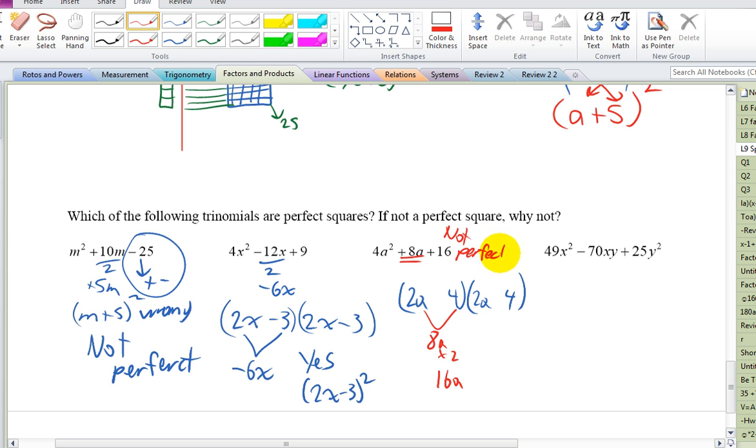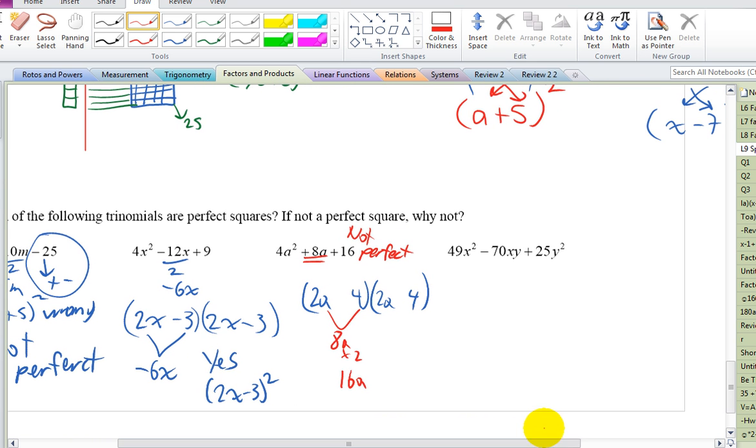Okay, I'll give you some time on the last one. What you can do is square root the first and the last one to help figure out what goes in the brackets, and then guess and check with the multiplication. There's a couple different ways of doing this. For the harder ones, that's probably an easier method. This would be 7x. This would be 5y.